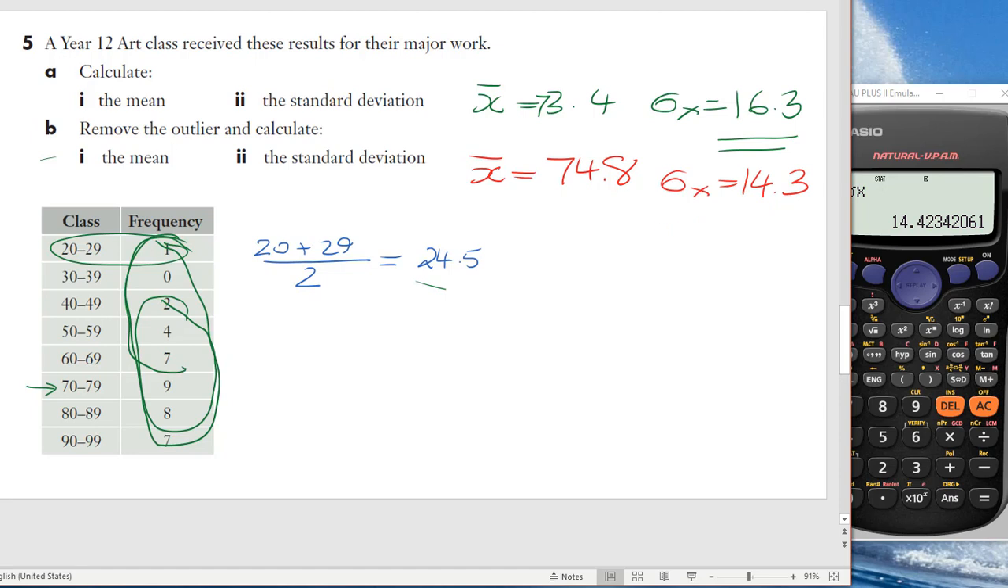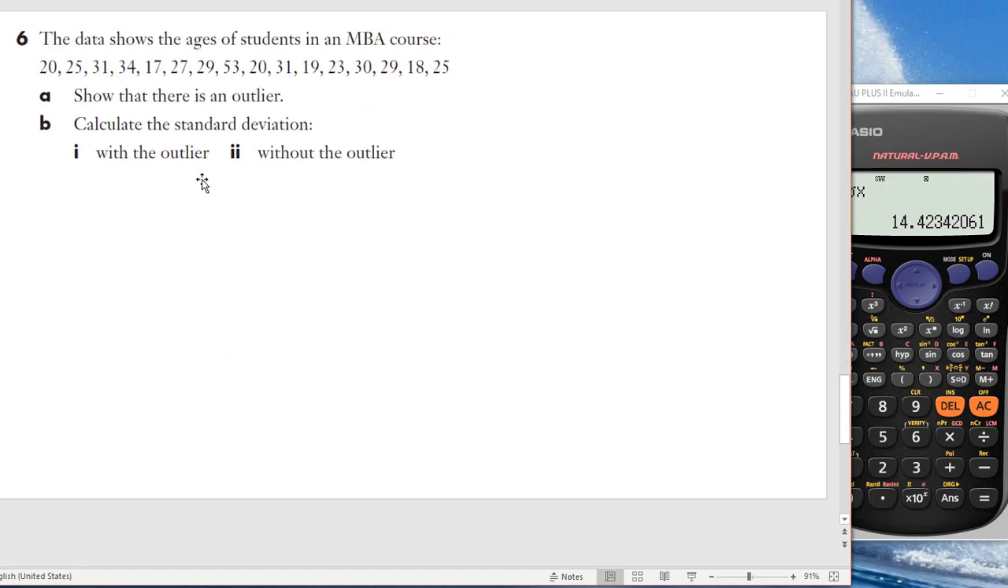On to question number 6. The data shows the age of students in an MBA course. Show that there is an outlier. Calculate the standard deviation. Okay, the formula to work out if something is an outlier, let's imagine that we've got, in this case, the smallest number here is 17. So I'm just going to put 15 here. Just drop a number line.